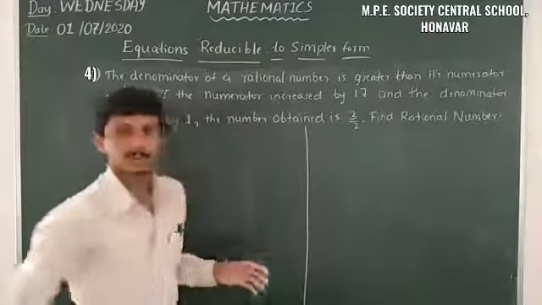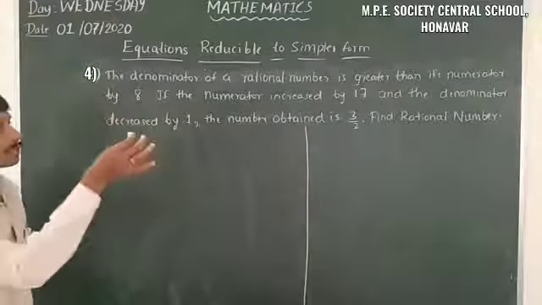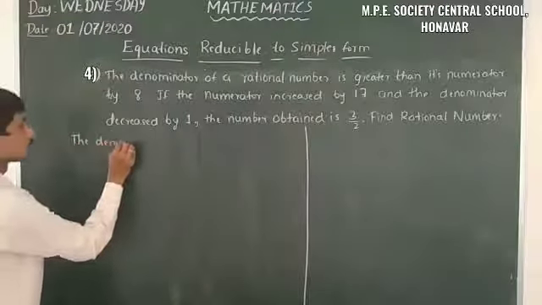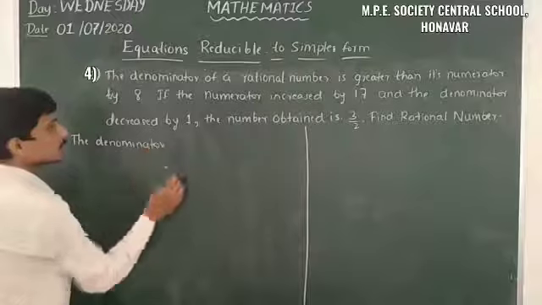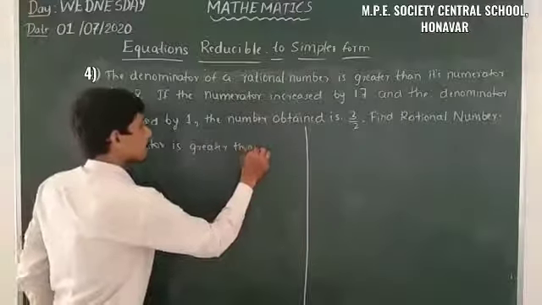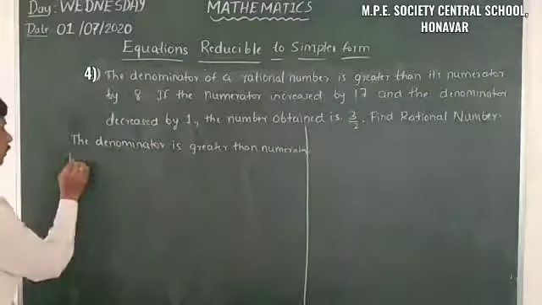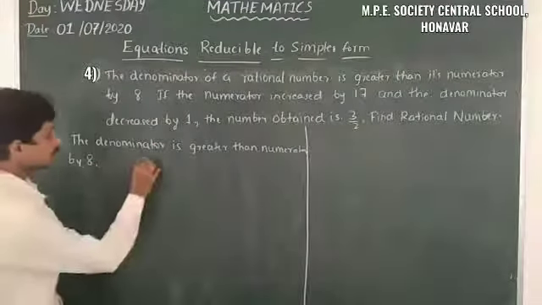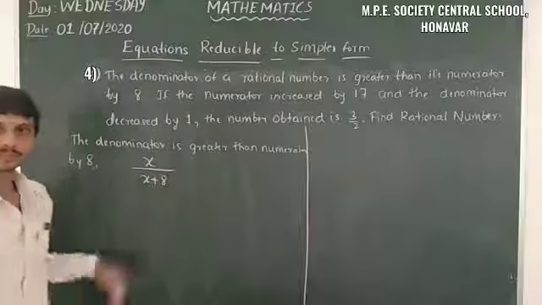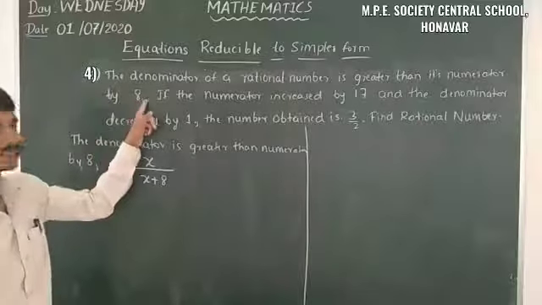Firstly, I will partition this blackboard here. We take the first statement: the denominator of a rational number is greater than its numerator by 8. The denominator is greater than the numerator by how much? By 8. So I will take the numerator as x, and the denominator will be x plus 8. This is simply writing it in expression form. So the first part of the statement is clear.